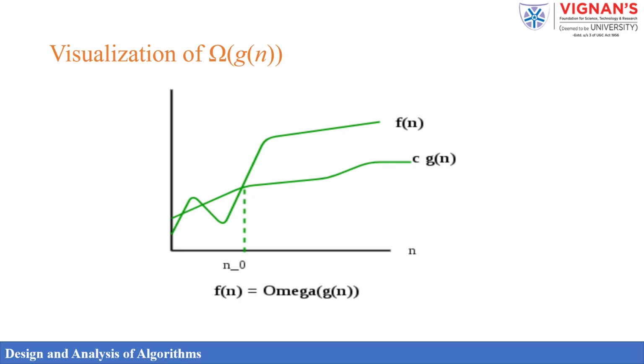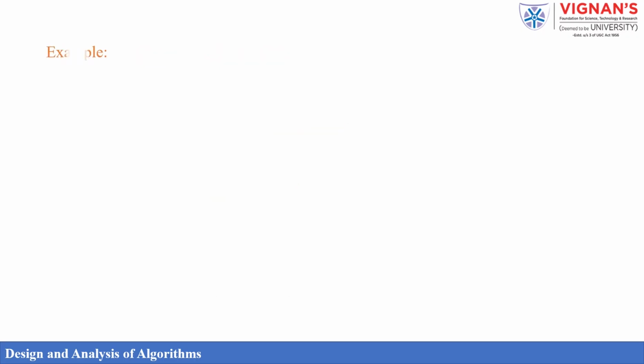This graph shows the minimum speed at which the algorithm grows. After a point, the actual running time always stays above the lower bound curve. So omega gives a guaranteed minimum running time. Now let us understand omega notation using an example.